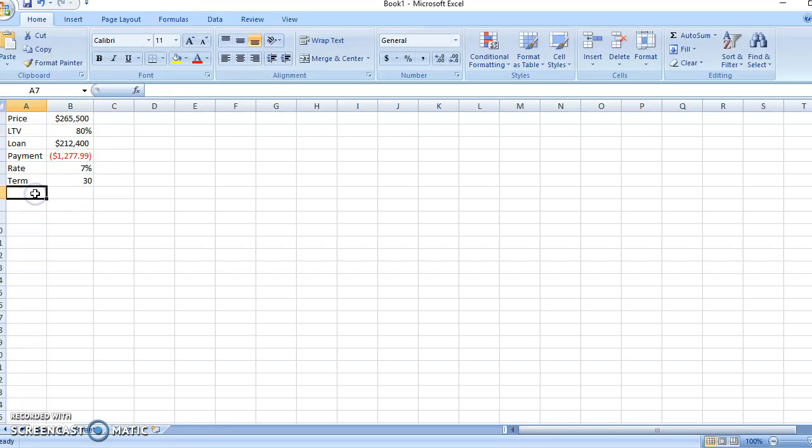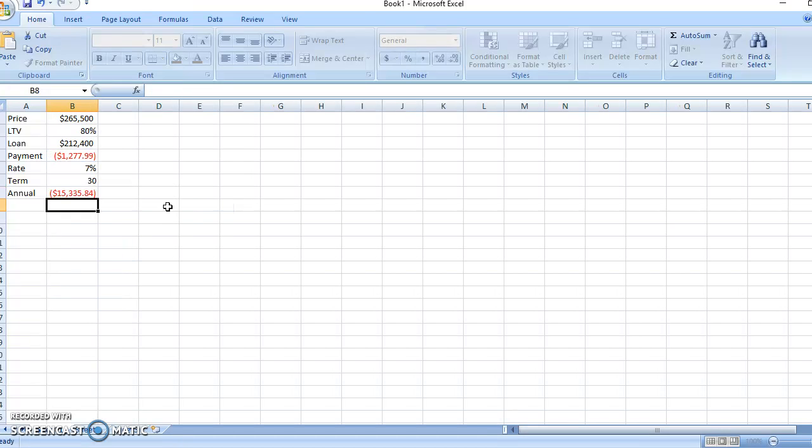Alright, and then we want to do the annual. The annual payment is going to be the payment that we have, just times 12, because that's how many months. So B4 equals B4 times 12, and that's our annual payment. Alright. Okay, so now this is all the information we have.